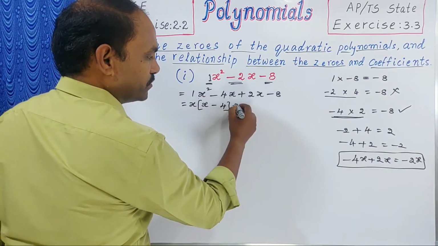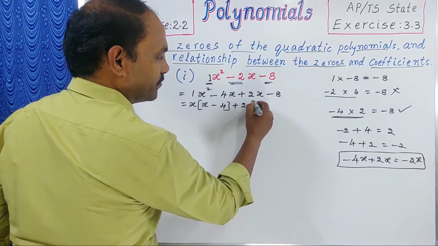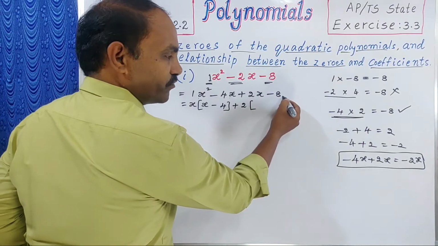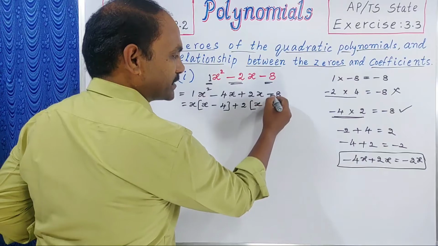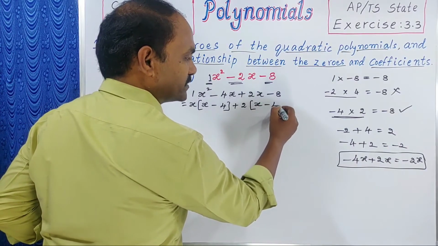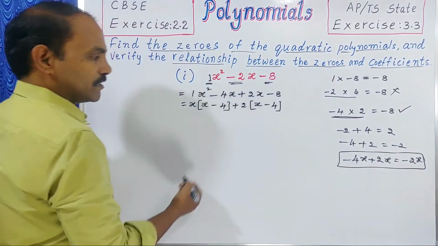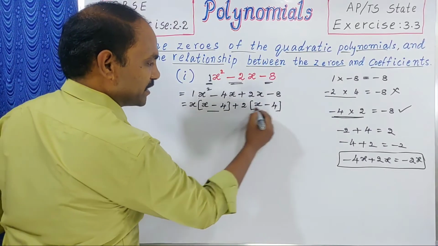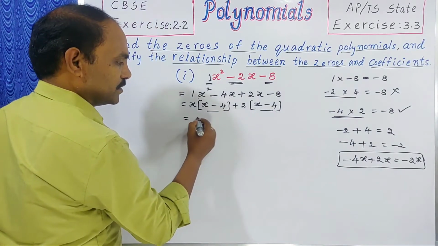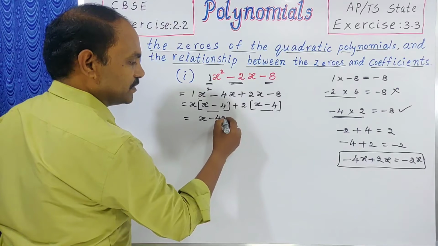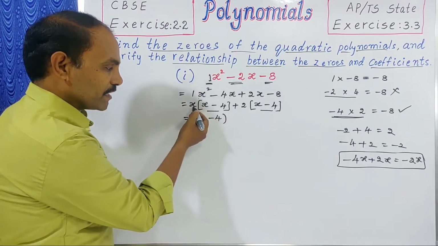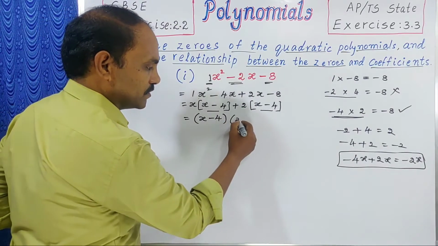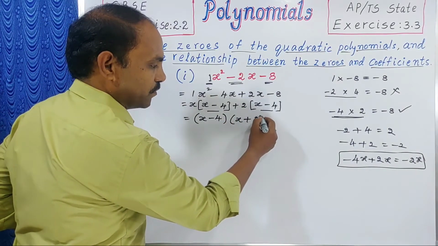In these, 2 is common. Why is 2 common? 2 4s are 8. That's why take out 2 as common: x minus 4. Now in these two, x minus 4 is common. So write x minus 4 separately. And then what remains here? x plus 2.